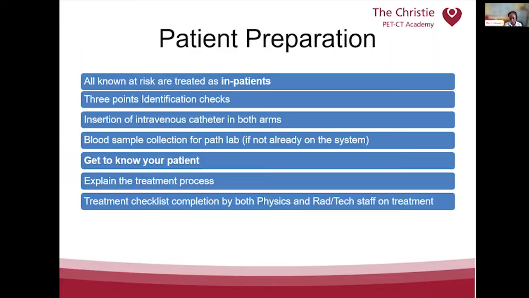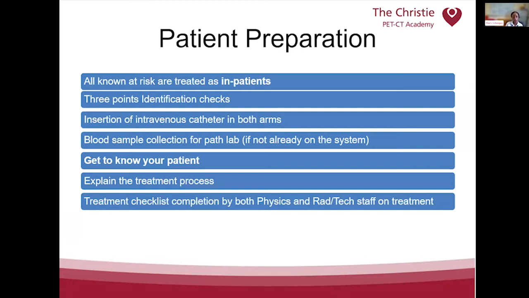So again, all known patients that are at risk are treated as inpatients in most cases, because we bring them in the day before and they stay on the ward. We've got a section in ward 4 called the BMIU. That's where these patients stay overnight. In most cases, the ward staff will do a blood test and then we'll use that in the morning, and we'll get the doctors to consent afterwards when we bring them down to the department.